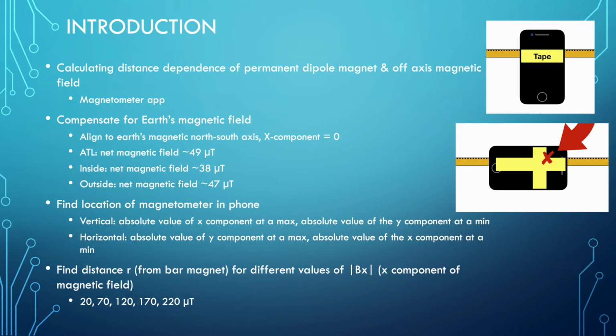So then I actually went outside and did the same thing and found where the x component was 0, and then my net magnetic field was 47 microteslas. So I did the experiment outside, and then you had to find the location of the magnetometer in your phone.